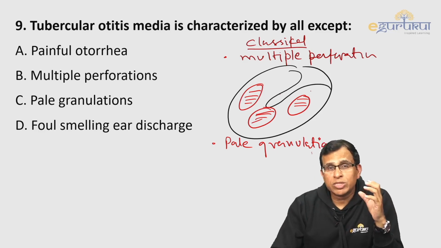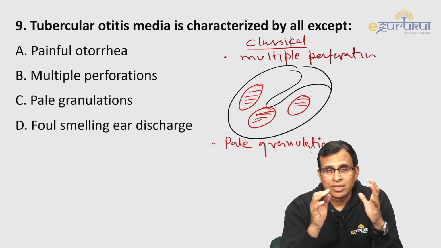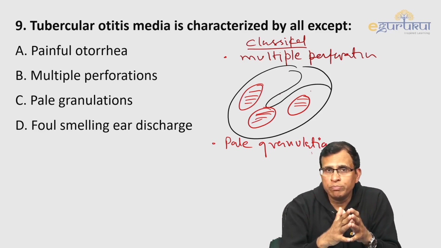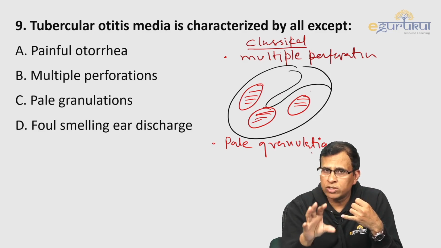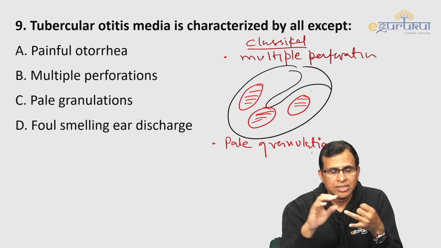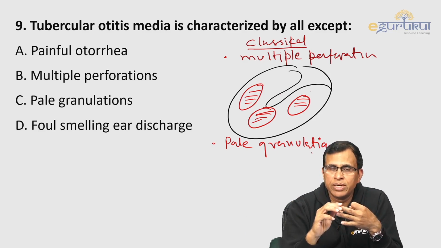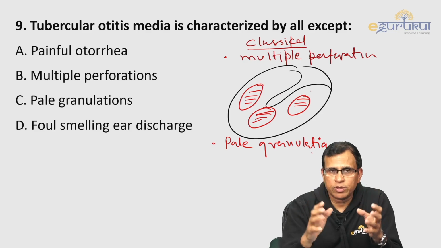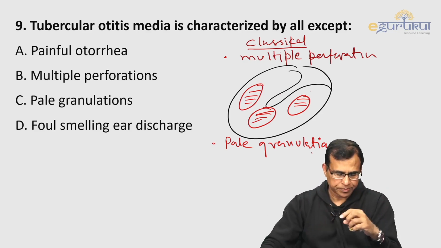Again, it's almost a diagnostic finding in malignant otitis externa. So look at granulations in the ear, so important. Granulations in the external ear, almost diagnostic of malignant otitis externa. Granulation in the middle ear, pale in color, a very important finding in tuberculosis. And granulation in the middle ear, red in color, a very important finding of unsafe CSOM. So extremely important, this finding.